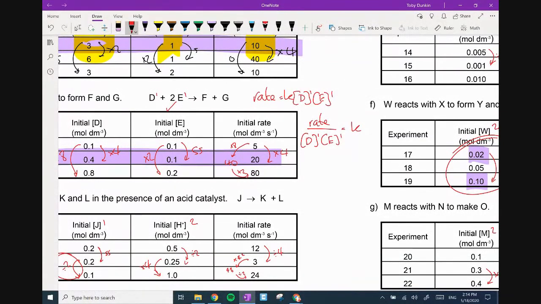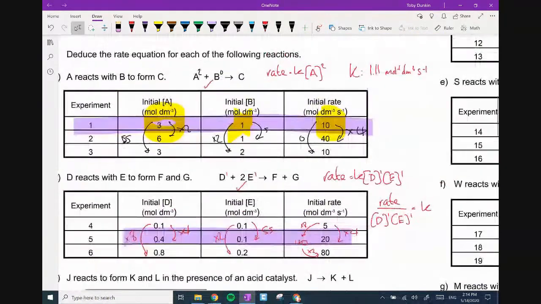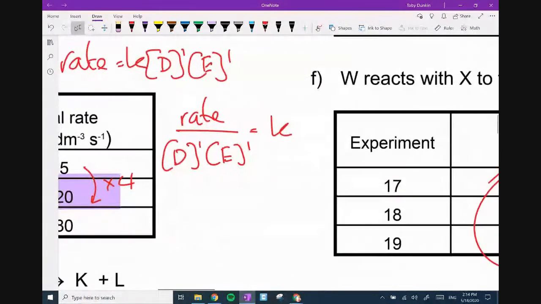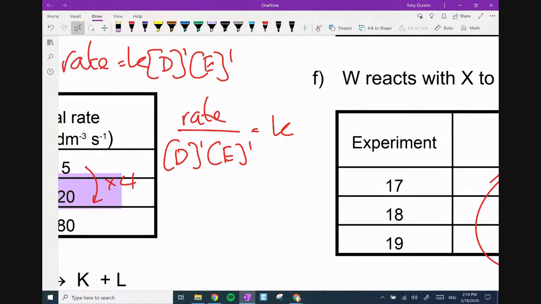What if you use e, then wouldn't the units for k change? If you use e, what? I don't understand the question, Donna. What if you use e? Where's e? Anyway, I'll continue doing this while Donna explains her question on the chat.